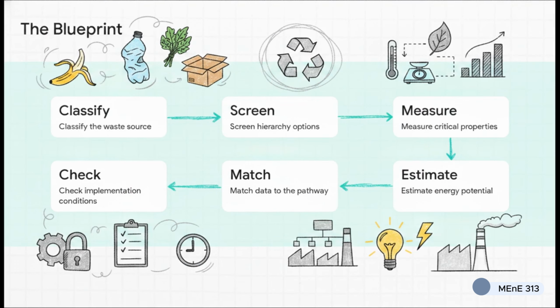And that leads us to the ultimate blueprint. It is a highly disciplined 6-step sequence designed to prevent incredibly costly mistakes. First up, classify the source. Second, screen your waste hierarchy options. What can we actually reduce or recycle here? Third, measure those critical properties like heating value and moisture. Fourth, estimate your real energy potential. Fifth, match the data to the right pathway. And finally, check your implementation conditions like supply stability. Following this stops you from forcing a waste stream into a pre-chosen technology it just doesn't belong in.